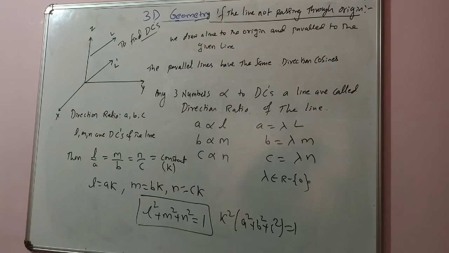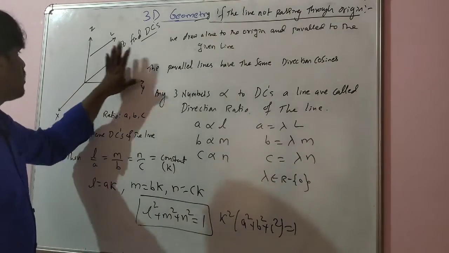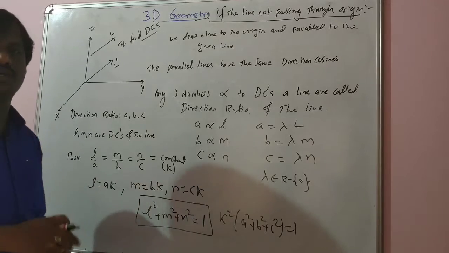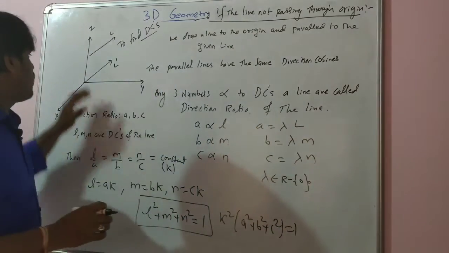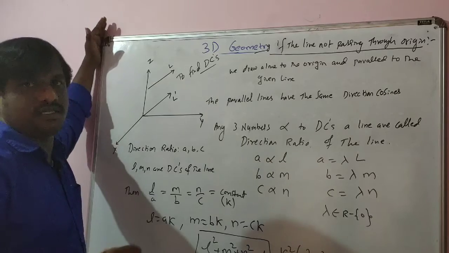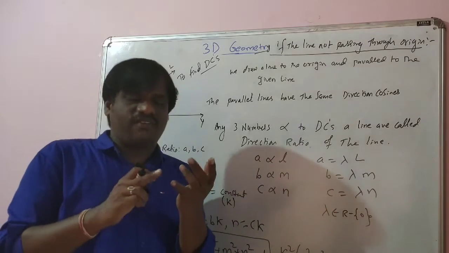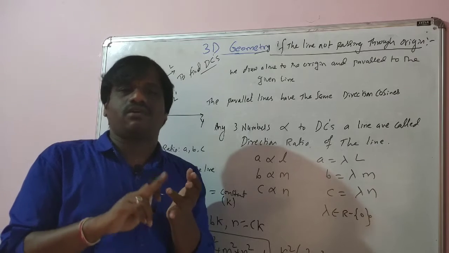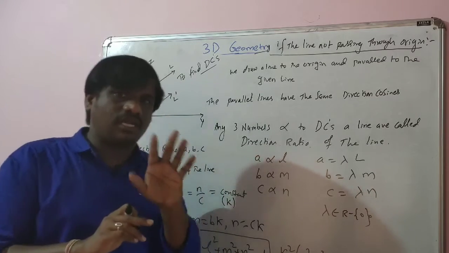Hello dear students, now here is a coordinate axis x, y, z. Suppose a line is not passing through the origin; think of a line in space which is not passing through the origin. Previously we learned about a line passing through the origin, where we found direction cosines and direction ratios. Direction cosines are cos alpha, cos beta, cos gamma. What is the direction ratio? I will tell you now.